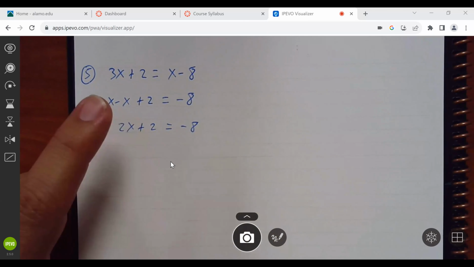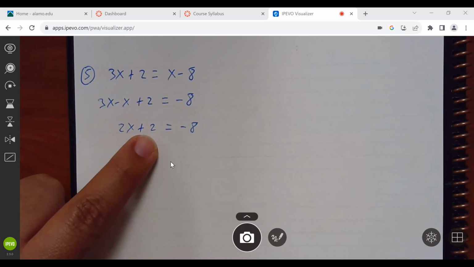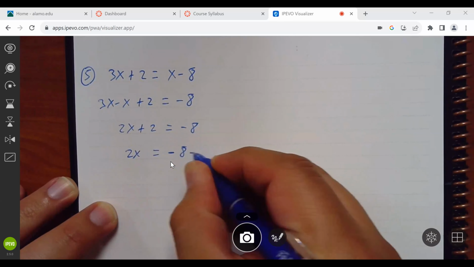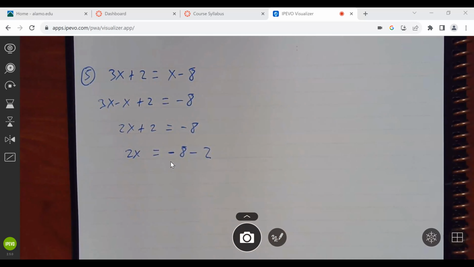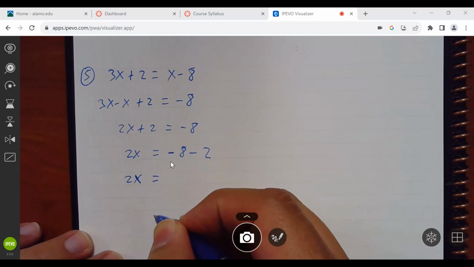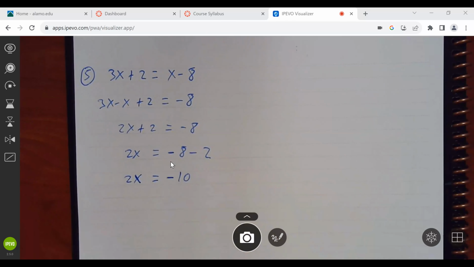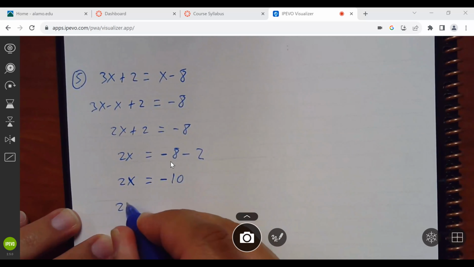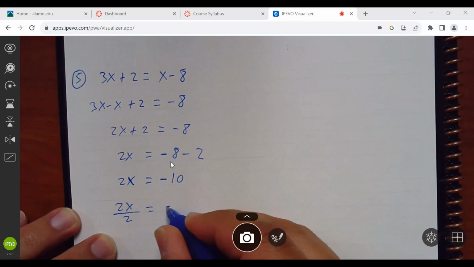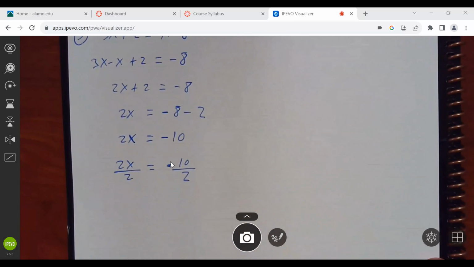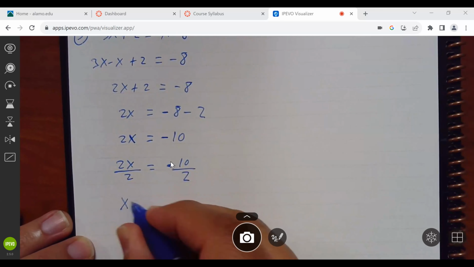Now we got this 2 over here. Move that guy over here, right? -8 minus 2 becomes more negative. Final step. Yeah, divide by 2, or what's the other option? Divide by the reciprocal of 2, right? A half. What's your answer? x is -5.